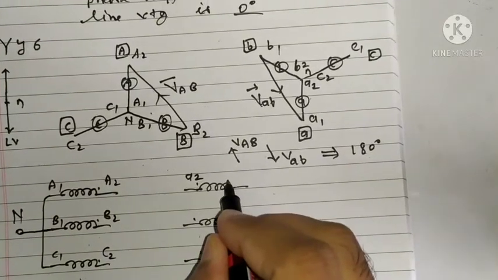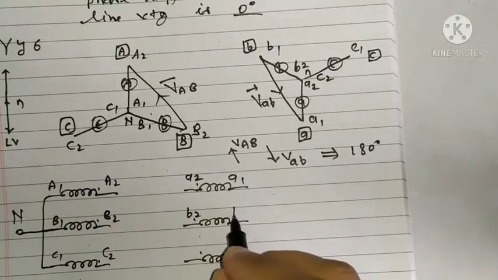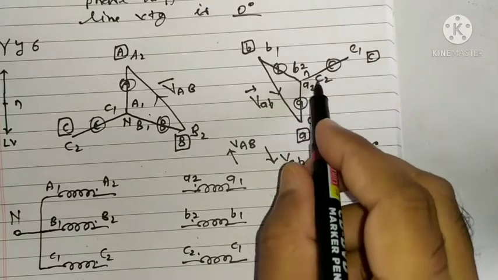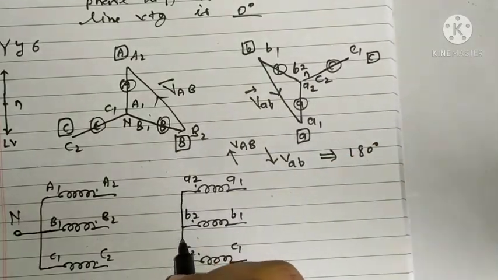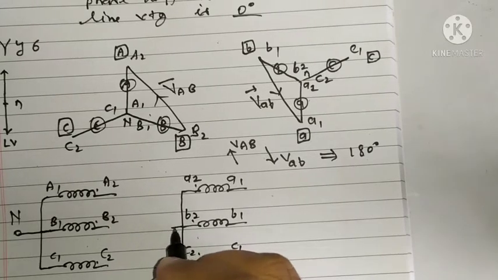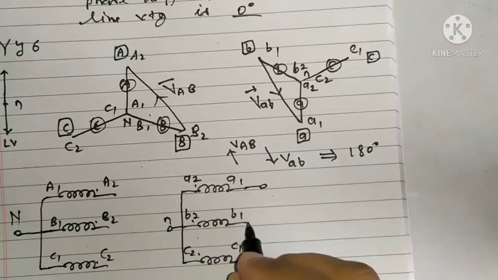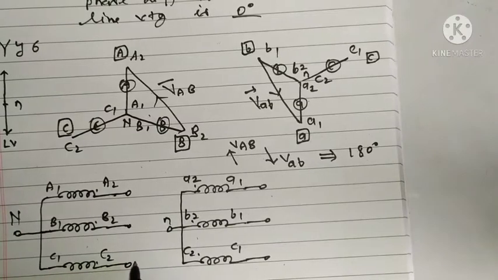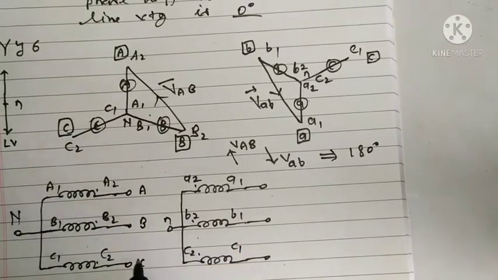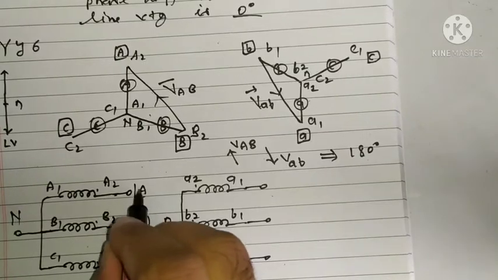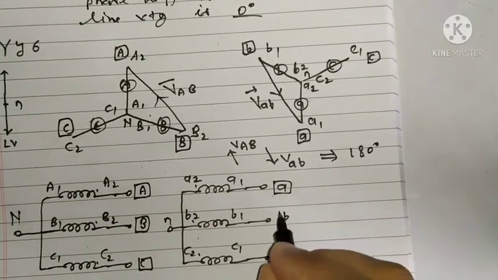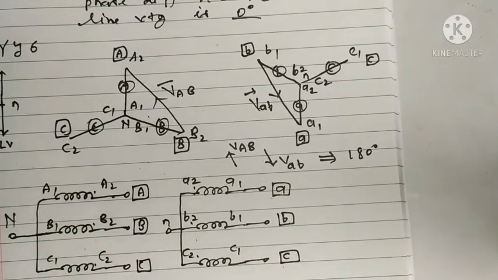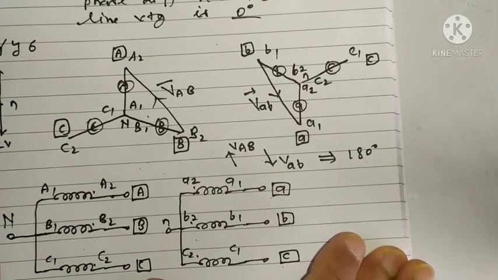It is A2 A1, B2 B1, C2 C1. Here A2, B2, C2, you can see, are connected together to make the neutral. So the neutral is here, and these terminals will be available like this. These are the A, B, C terminals, and these are the A, B, C terminals of the LV side, right? So this is the YY0 connection.